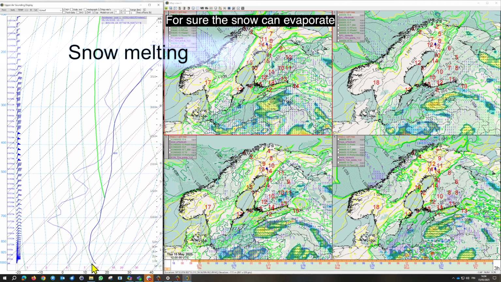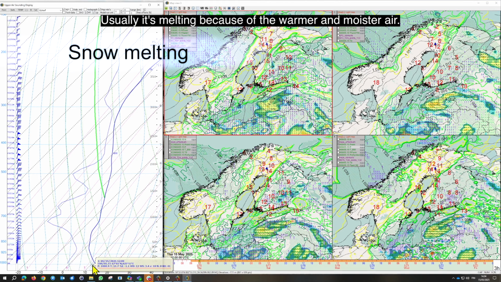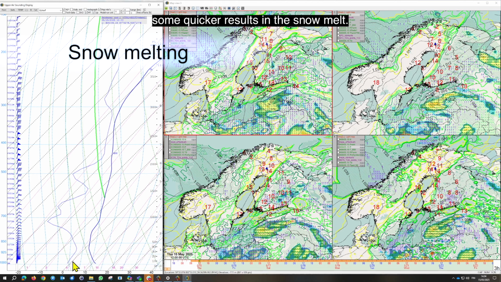So sure, the snow can evaporate, but that's usually not what's happening. Usually it's melting because of the warmer and moister air. That's the most effective way to melt the snow. So I would like to see my dew point temperature on the warmer side of the zero isotherm in order to see some quicker results in the snow melt.